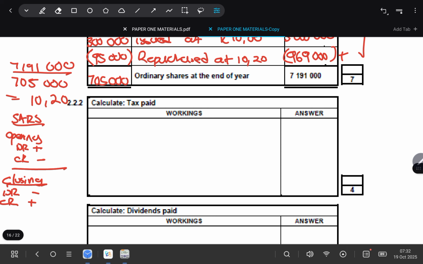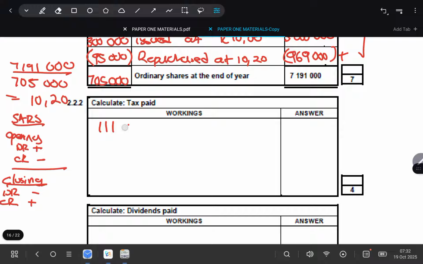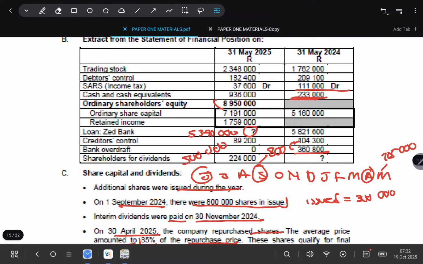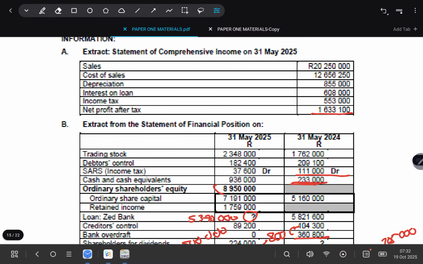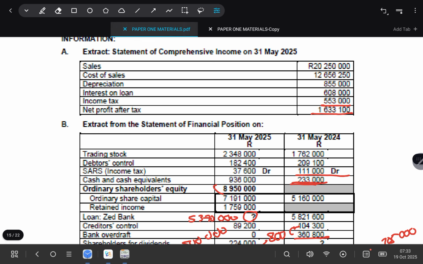So when you do this, you need to keep these principles in mind. Okay, so for SARS, when we check our SARS income tax from last year, it is a positive because they have to refund us. So we're going to have 111,000. And then remember, income tax from the financial statement is always negative. So it means that you're going to put it as a negative. So this 553,000, it will be a negative. So it will be minus 553,000. And then we also check what is the balance at the end.